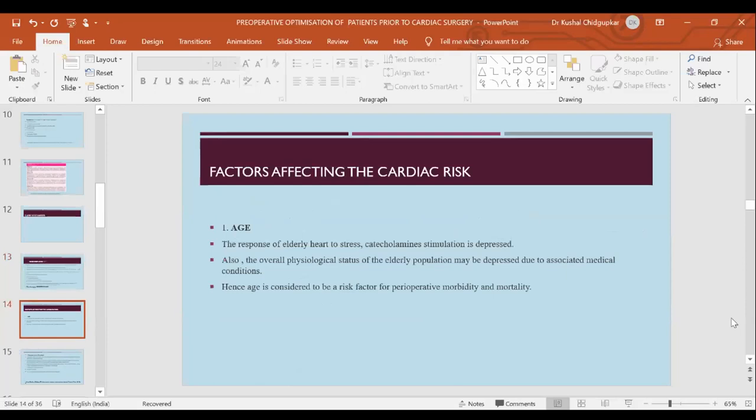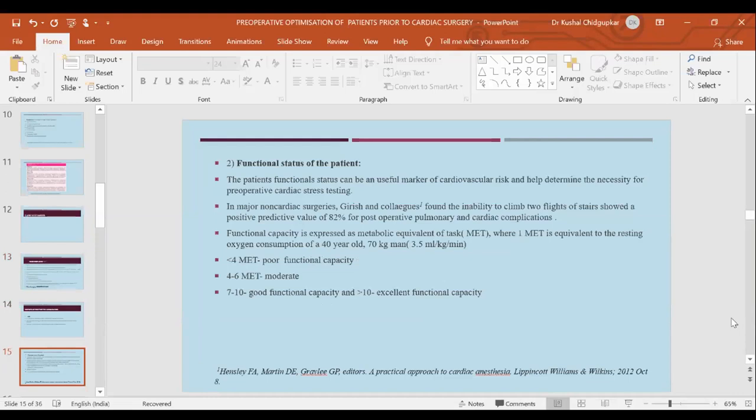Yes. Age is a factor. Next. So the second factor is the functional status of the patient. As it is an elective case, we have time to assess the functional status. The patient's functional status can be a useful marker for cardiovascular risk and help determine the necessity for preoperative cardiac stress testing. In major non-cardiac surgeries, Girish and colleagues found that the inability to climb two flights of stairs showed a positive predictive value of 82% for postoperative pulmonary and cardiac complications.